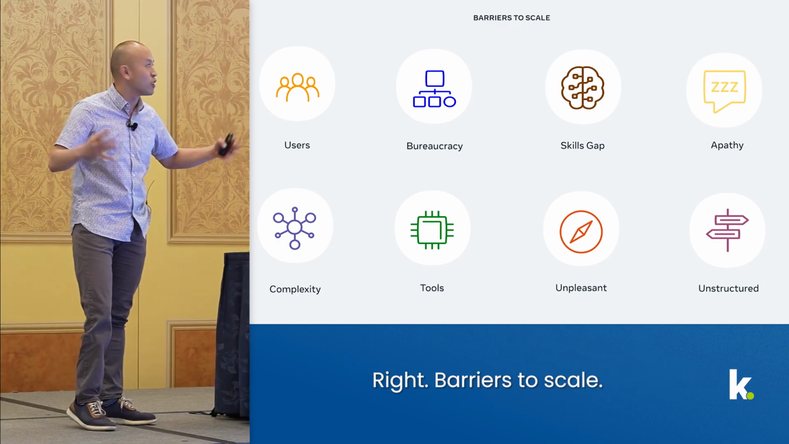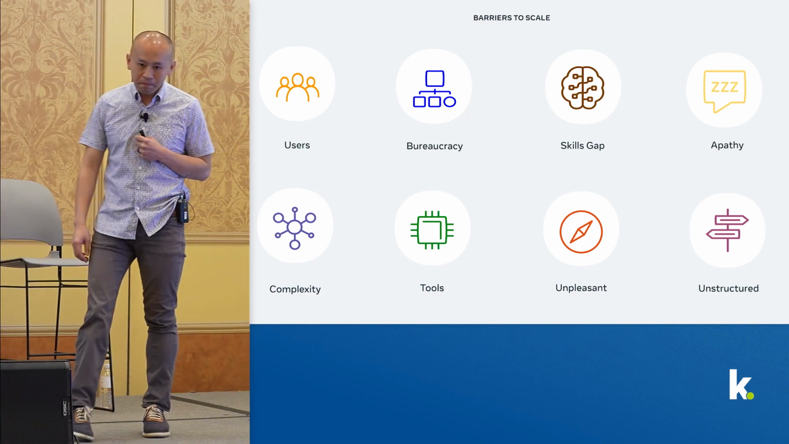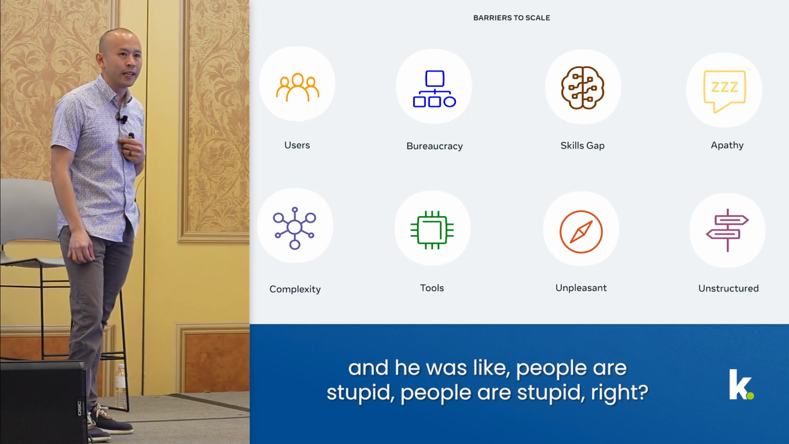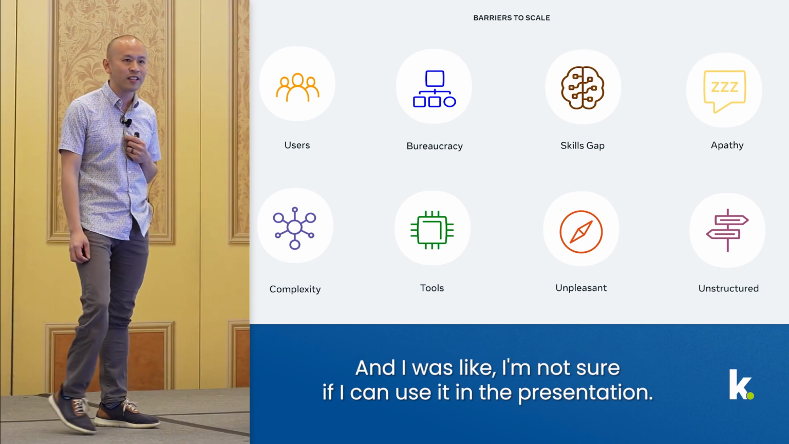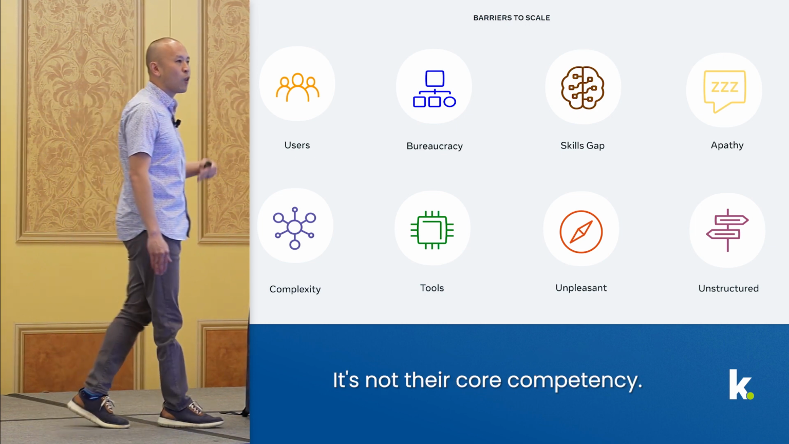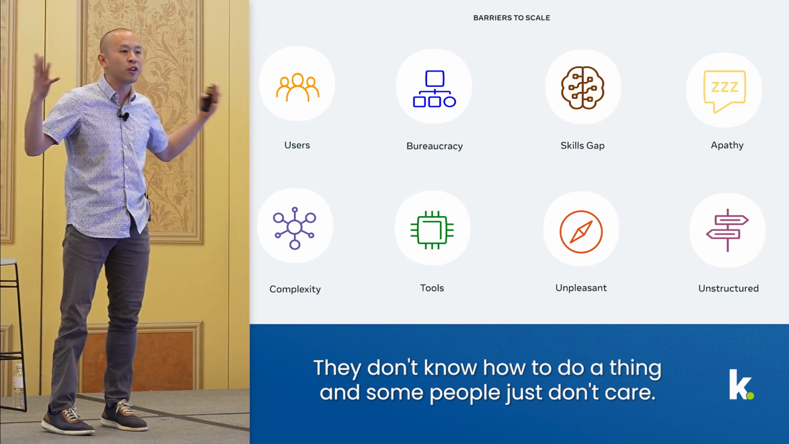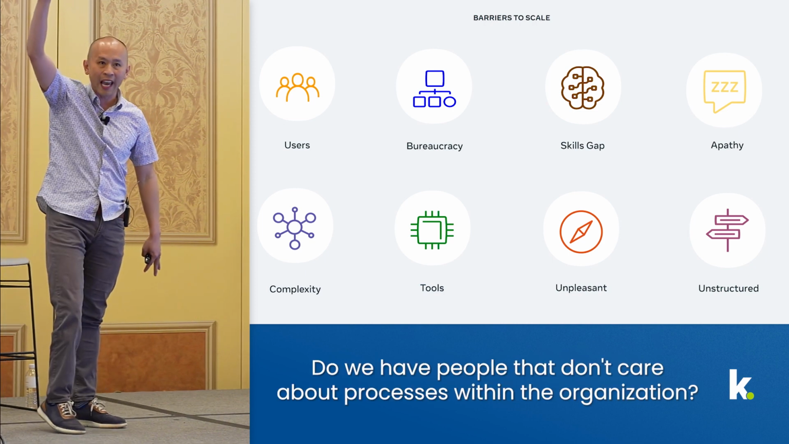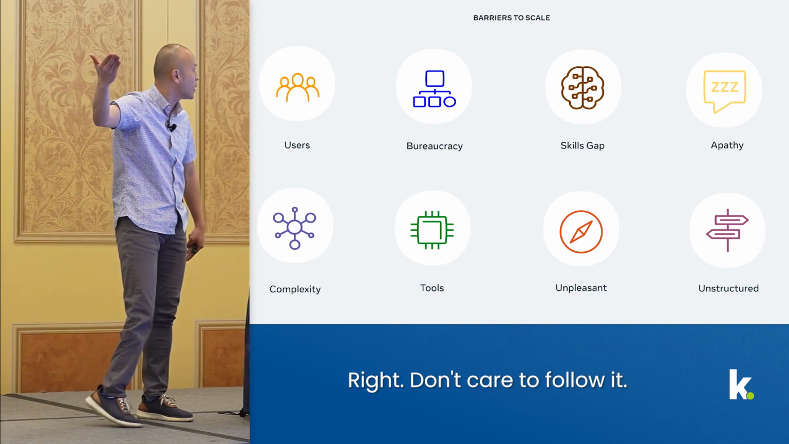right? Barriers to scale. I was polling my coworkers this question, and he was like, people are stupid. People are stupid, right? And I was like, well, I'm not sure if I can use that in the presentation, so skills gap, right? It's not their core competency. They don't know how to do a thing. And some people just don't care, right? Do we have people that don't care about processes within the organization, right? Don't care to follow it, right?